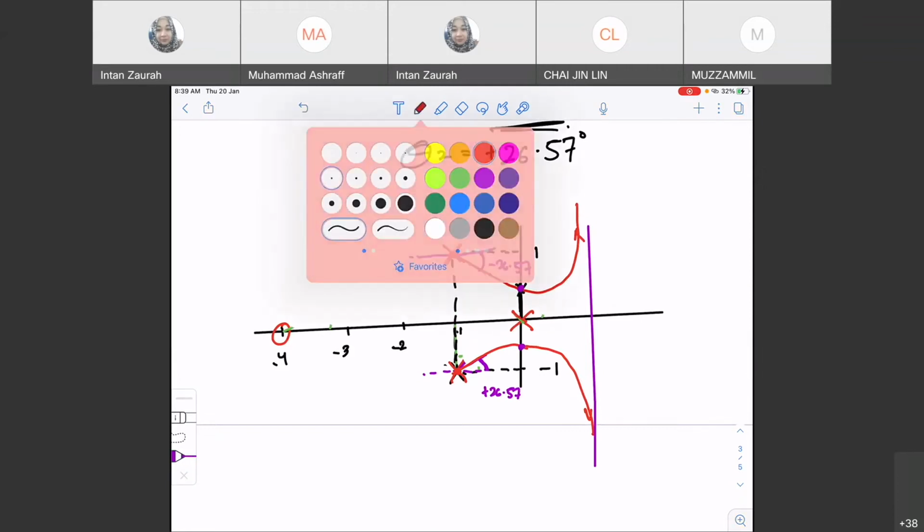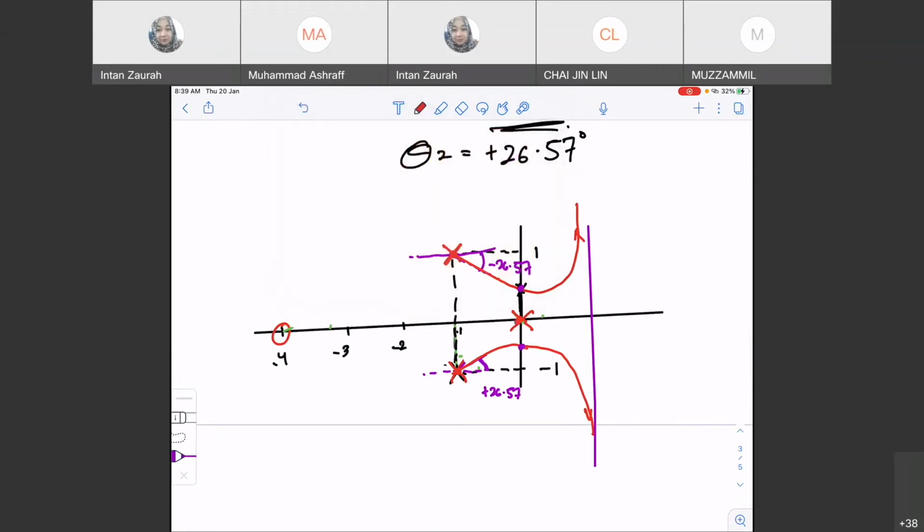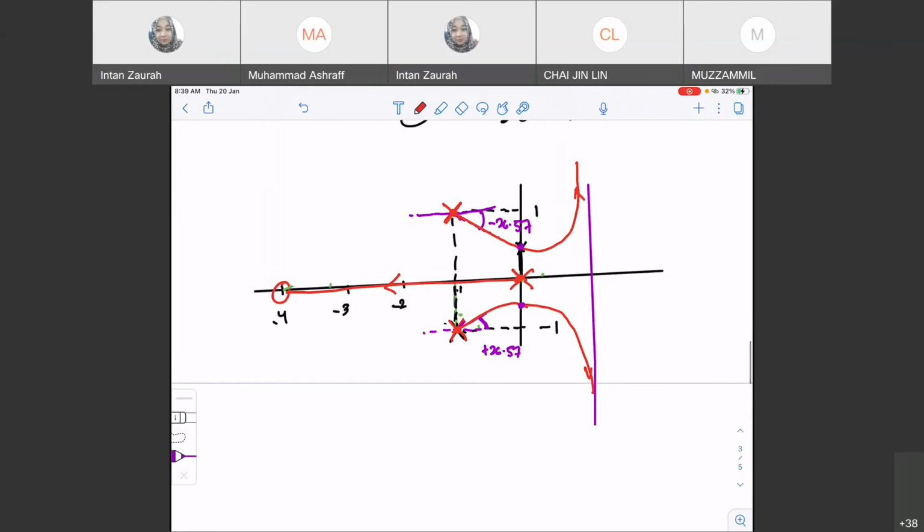So your locus will look like this. Of course, don't forget the first pole is just from pole to 0 like that. And then for root locus, you need to show the arrow. Why? Where the direction goes. Because root locus is a vector, it's a direction. So you need to show the arrowhead, where does it go? If you just draw a line, that's not a locus, it's a line, isn't it?